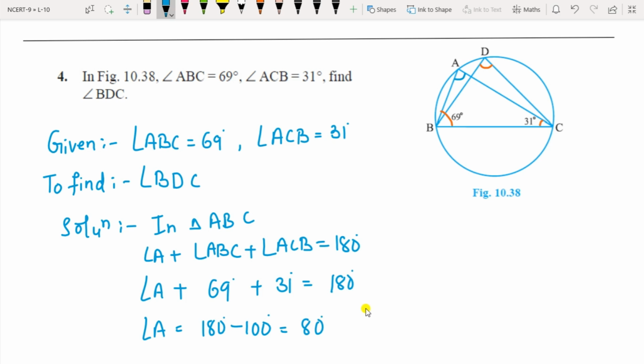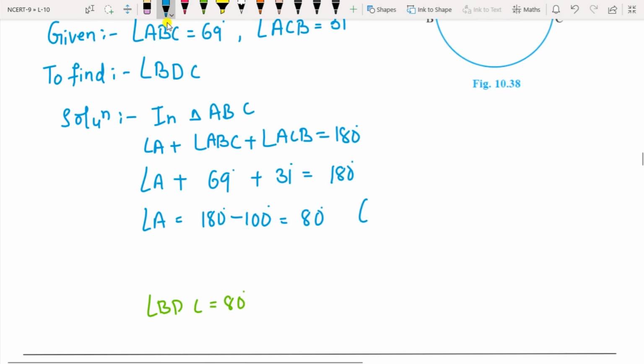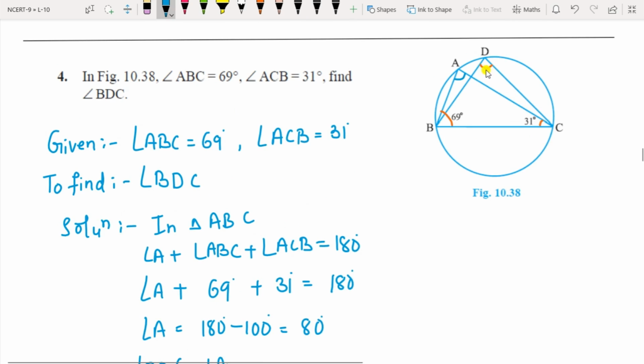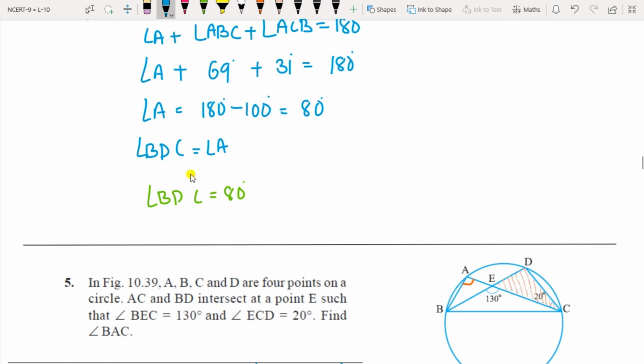So this is 80 degrees. Okay. Then you have to consider angle BDC is equal to angle A, this one. Angle BDC is equal to angle A. Since this was 80, so this will also be 80 according to theorem 10.9. That is, angles in the same segment are equal. Therefore, this is 80 and this is also 80. So therefore, BDC will also be equal to 80. So this is according to theorem 10.9.